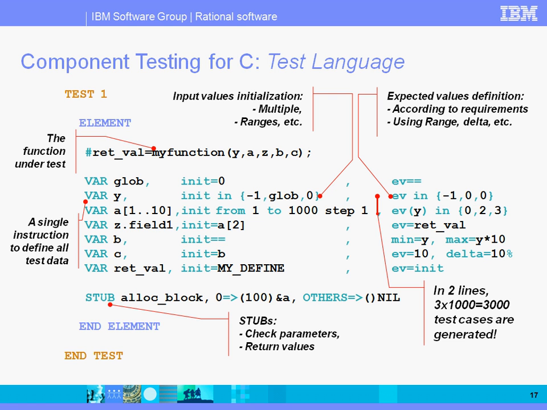Another one is an array. A is an array of size 10, so there is an incremental value given from 1 to 1000, increasing by 1. And Z is a structure with a field as one of its elements, and B and C as other variables. These are the various ways of giving test inputs.